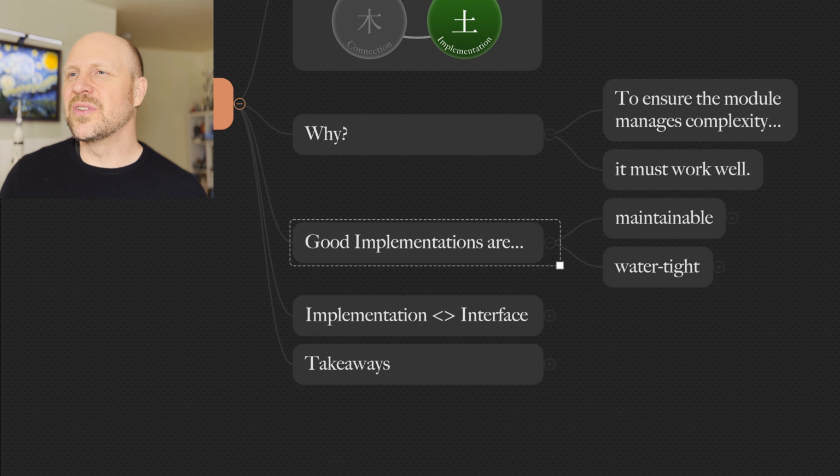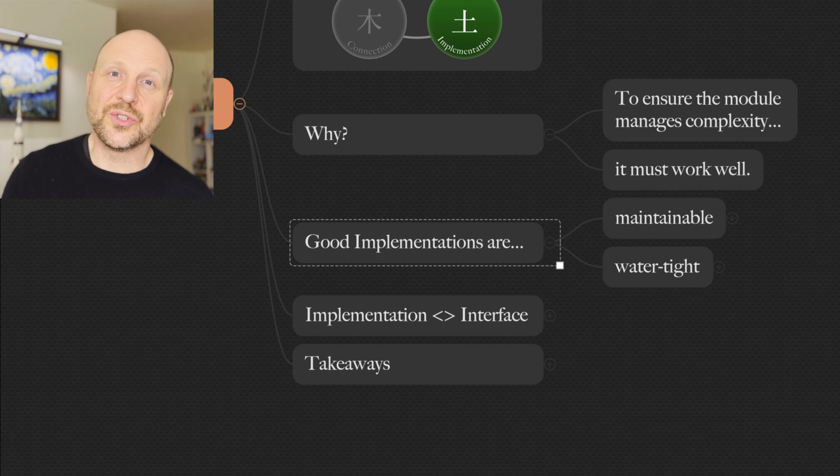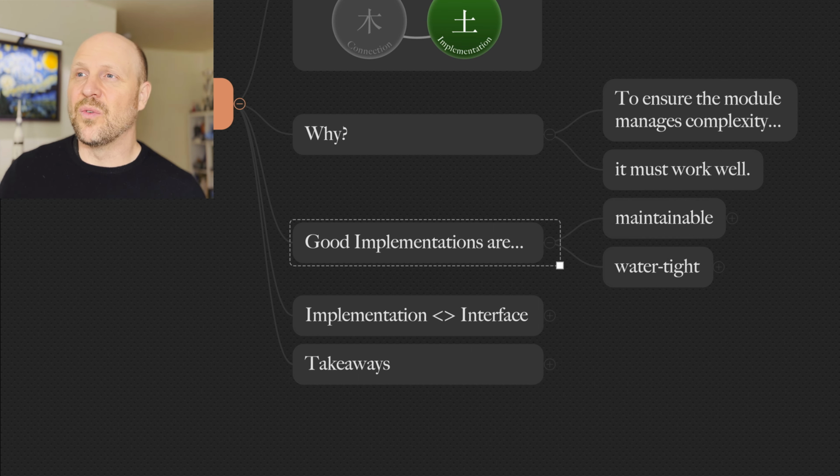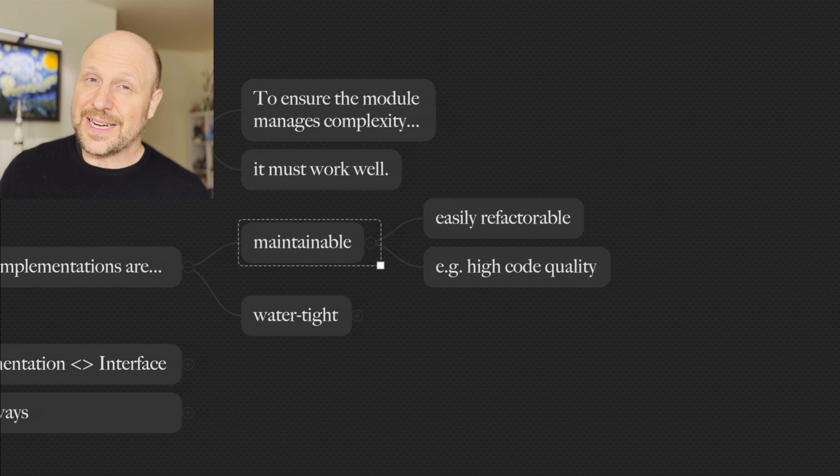First of all, there are 2 broad-stroke things that good implementation is going to have. One, it needs to be maintainable, which is to say easily refactorable, easily responsive to changes as they come up. And that means high code quality. We've already discussed code quality quite a bit on this channel. I'll put a couple of links in the notes, so please dive back into that if you want to think about how to make your code well maintainable.